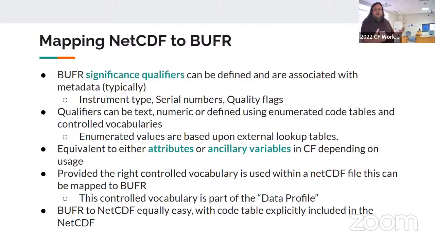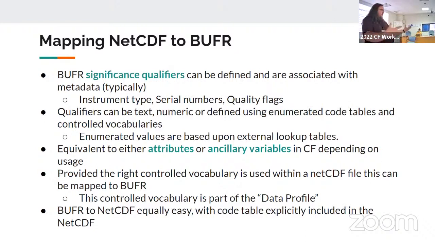And these can be text, numerical, of course, again, using external code tables. So if you don't have the code tables, you can't read the data. That's not great. But these are equivalent to attributes or ancillary variables in the CF, depending on how they're used. And so we have to provide the right controlled vocabulary within the data profile to ensure that it's mapped to the right WMO variable sequence. And that's going to be the hard part.